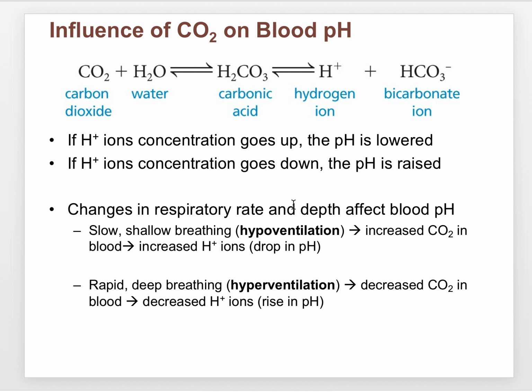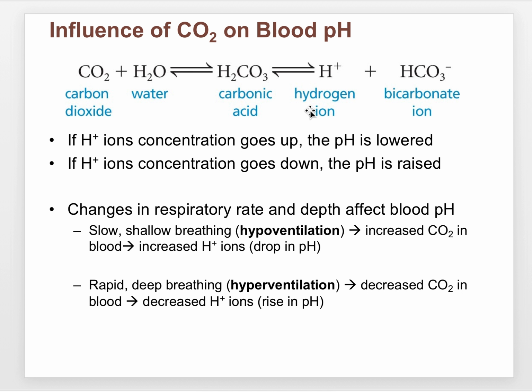Now, if you adjust the respiratory rate, if you have slow, shallow breathing, hypoventilation, that's going to increase the carbon dioxide in the body. So think of in this equation, the carbon dioxide is going to go up, and if there's more carbon dioxide on the left-hand side of the equation, there's going to be more hydrogen on the right-hand side of the equation. So hypoventilating increases the carbon dioxide in the blood, and therefore increases the hydrogen ion concentration. But since it's increasing hydrogen ion concentration, it's actually going to drop the pH. That's going to make it more acidic.